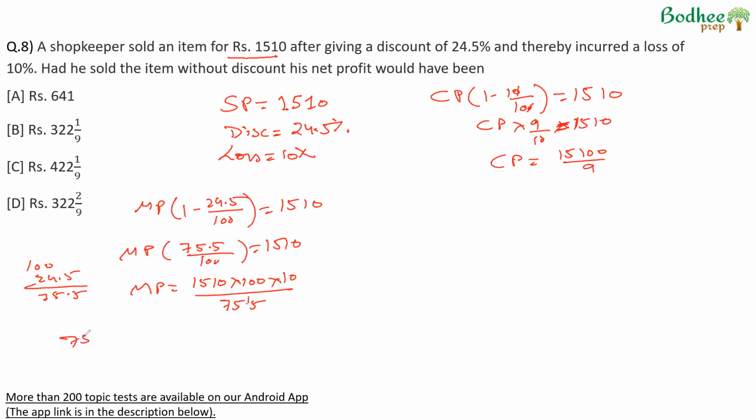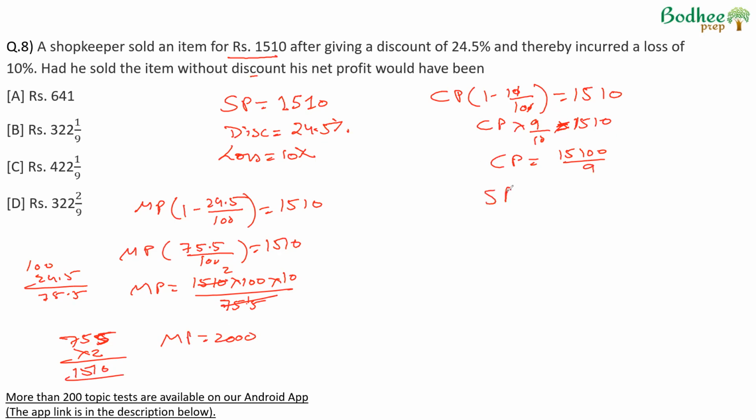Now, if we look at it, 755 into 2 will be 1510. So this cancels out and gives us 2. Marked price becomes 2000. Now it says, had he sold the item without discount?